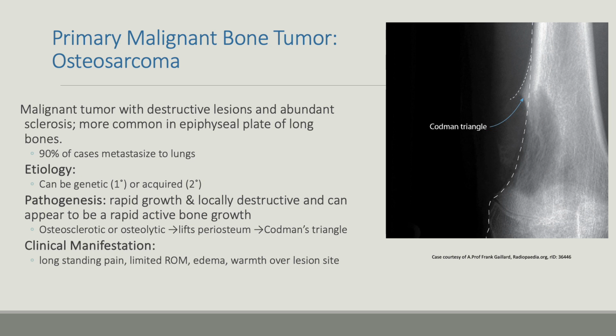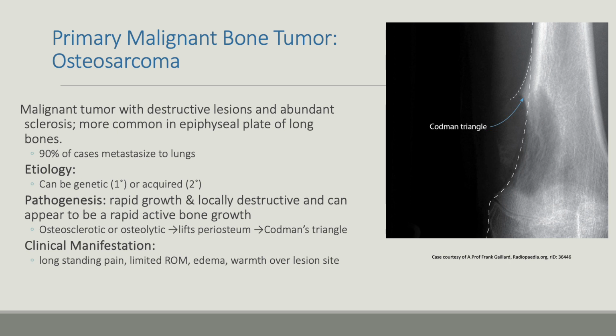Osteosarcoma, also known as osteogenic sarcoma, is an aggressive and malignant bone tumor characterized by destructive lesions and abundant sclerosis. The tumor cells produce osteoid, which is unmineralized bone tissue, a key feature in osteosarcoma.